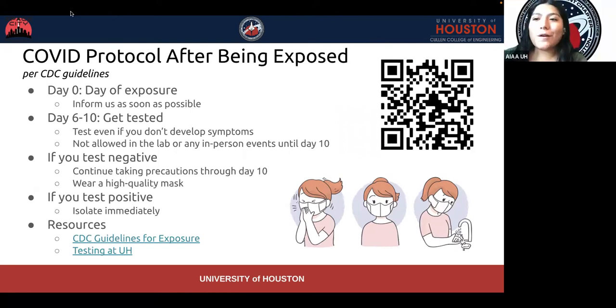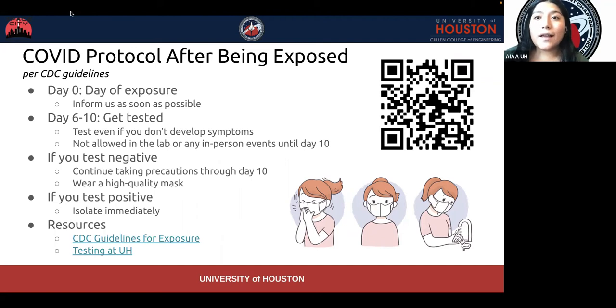Okay, COVID protocol. So we were recently informed that we have a member on the SCR team that recently tested positive for COVID. So if you were in the lab last night, there is a chance that you were exposed. We cannot release the name of the individual due to HIPAA laws. We ask that you guys please follow the COVID guidelines. If you were exposed, please get tested 6 to 10 days from now. Test even if you don't develop any symptoms and inform us as soon as possible.